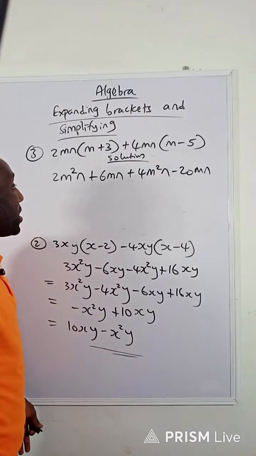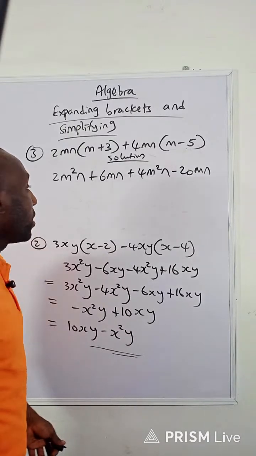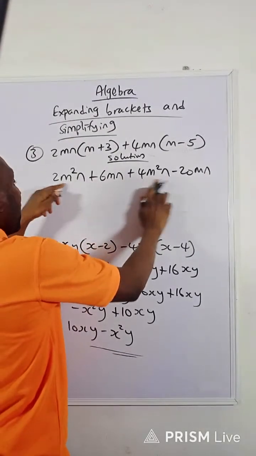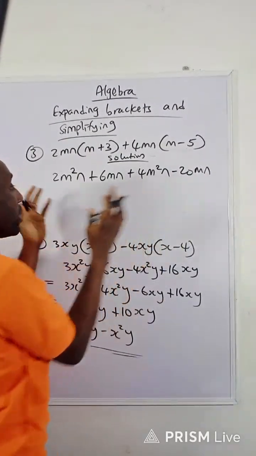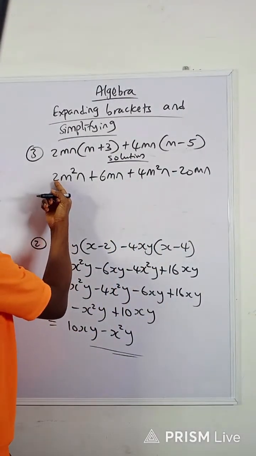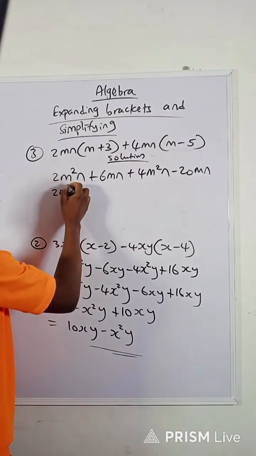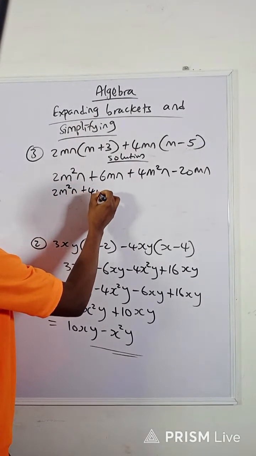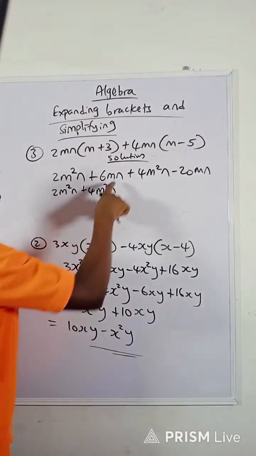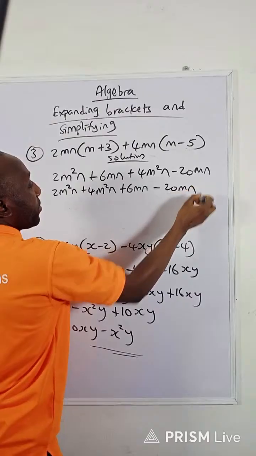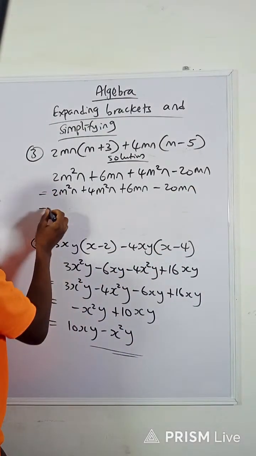Okay? And then we simplify. We collect like terms. Then we simplify. M squared n and m squared n, they are like terms. These two here, they are like terms. We bring them together. So that will be 2m squared n, plus 4m squared n, and then plus 6mn minus 20mn. Are you seeing that?